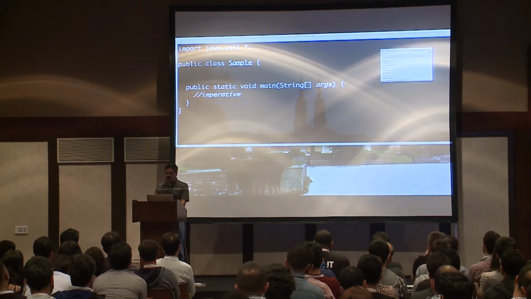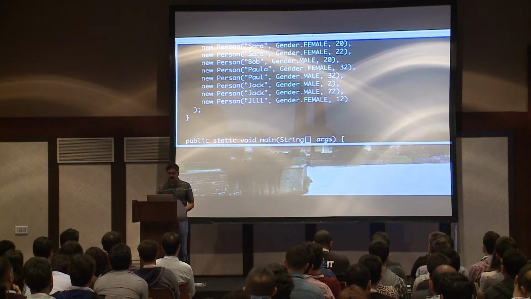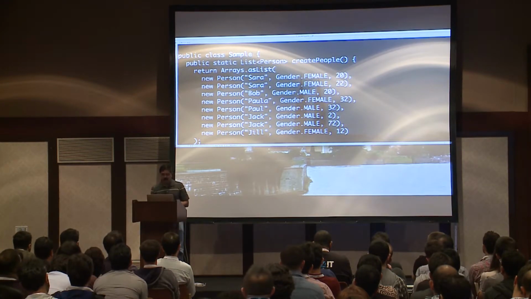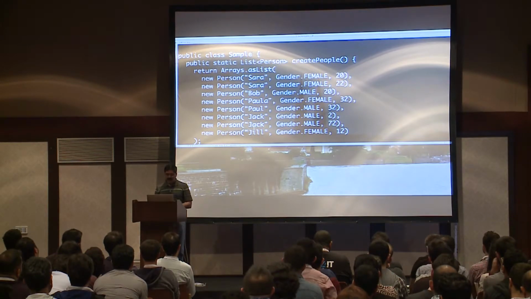But before we do, I need to create some Person objects. So let's create some person examples here. So notice I have two Sarahs here with the values of age and gender. I have a Bob, a Paul. I got two Jacks here as well.